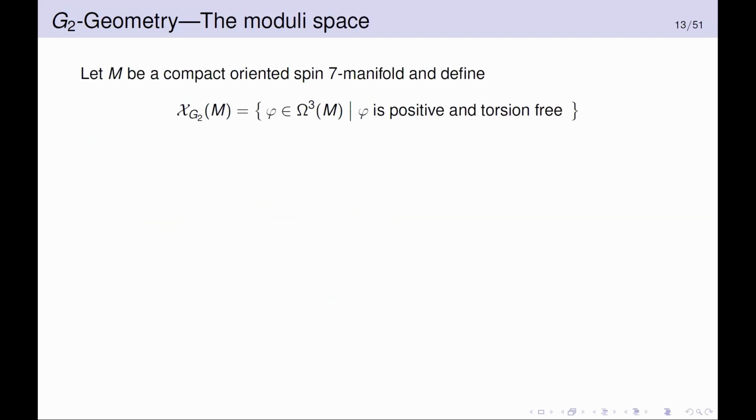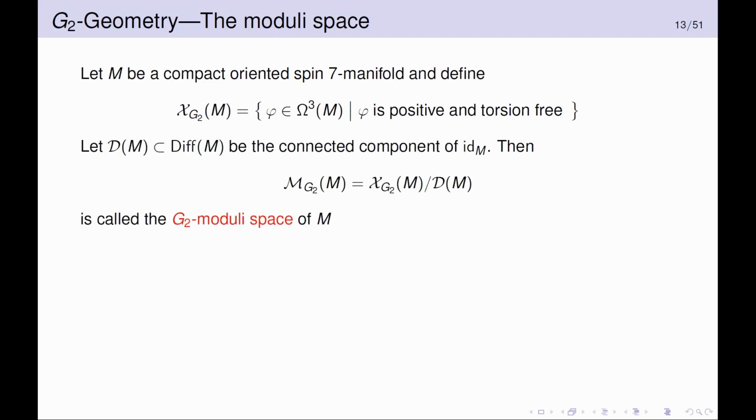Now, the moduli space is promised in the title. So you take the set of all positive torsion-free 3-forms. That's typically ugly, infinite dimensional, whatever, Fréchet space, don't care. Then you take the connected component of the diffeomorphism group, call it D, and you say the G2 moduli space M is the space of these positive and torsion-free G2 structures divided by the diffeomorphism group, which acts by pullback, and we call this the G2 moduli space of N.